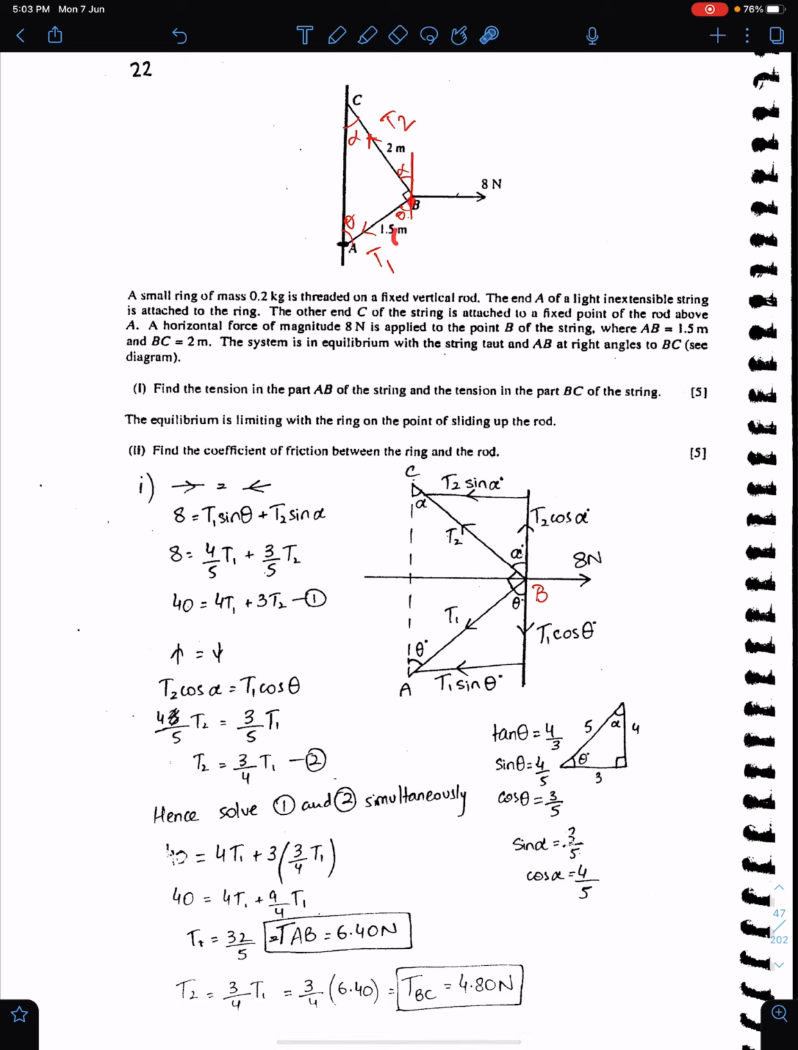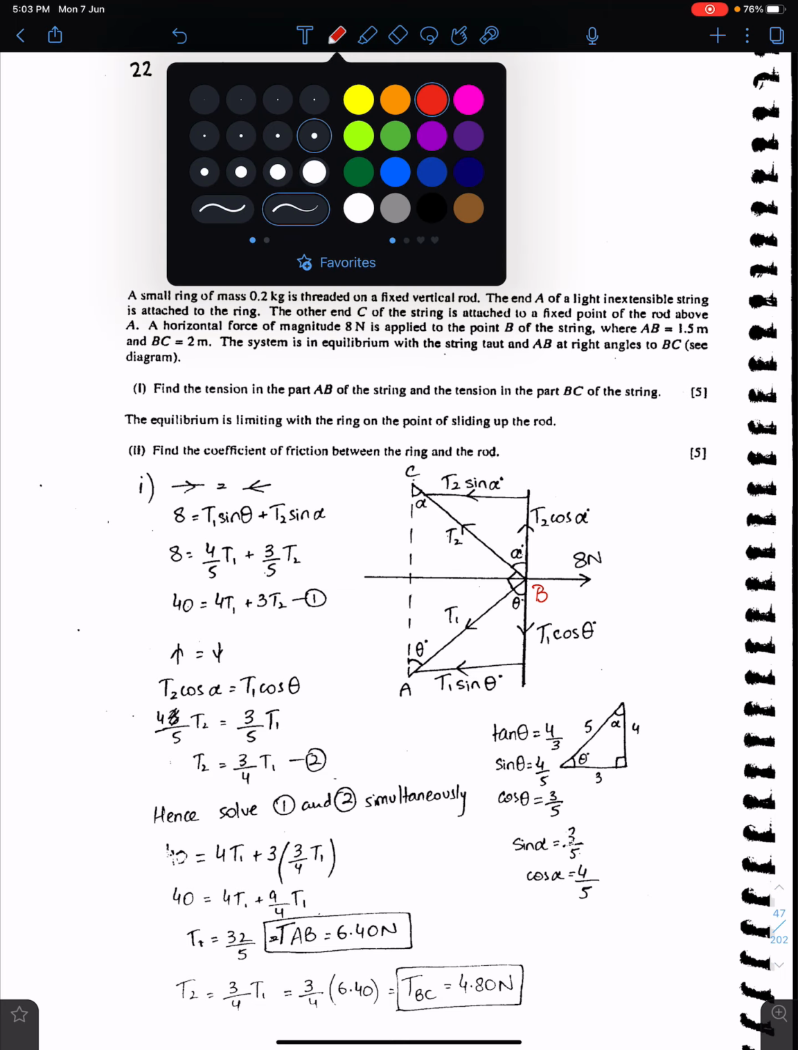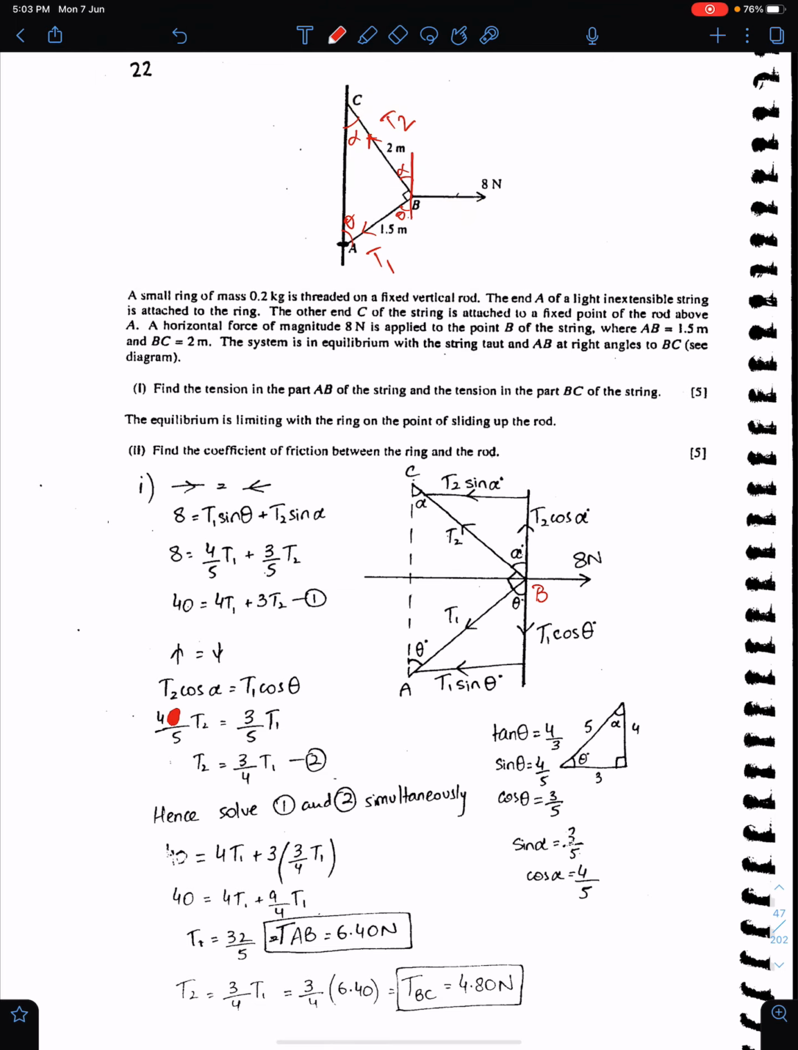So this T1 has two components. This is T1 sine theta, whereas this one is T1 cos theta. T2 sine alpha and T2 cos alpha. You just need to equate this and this with 8 newtons, and this is equal to this. So with the help of these two equations, you can easily get the values of T1 and T2.